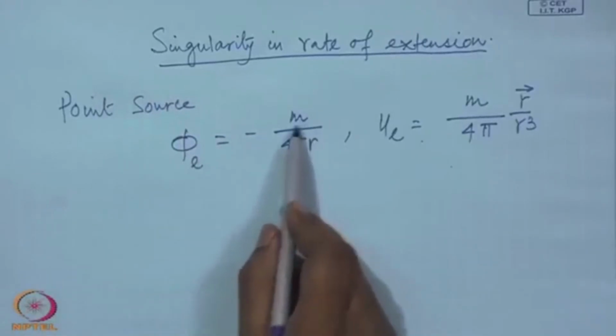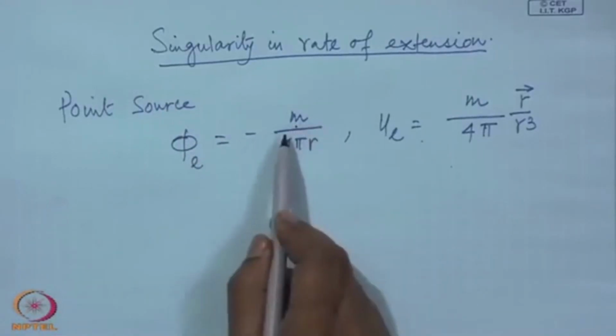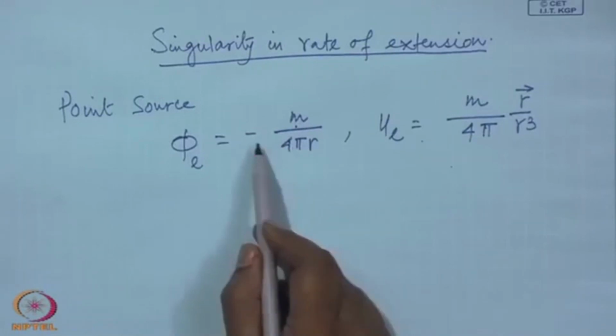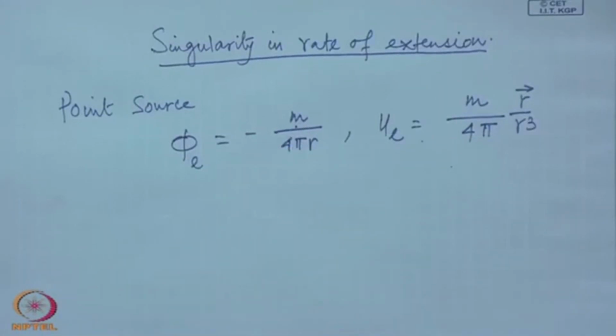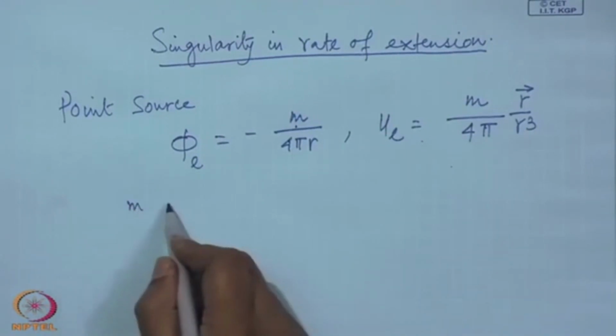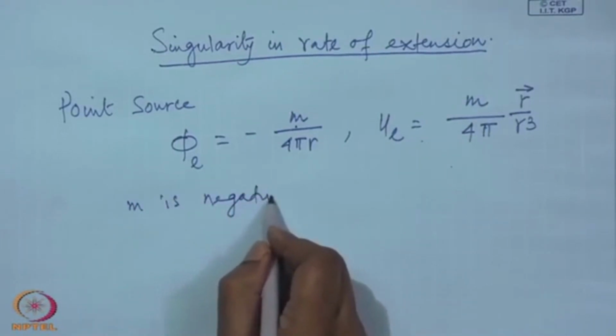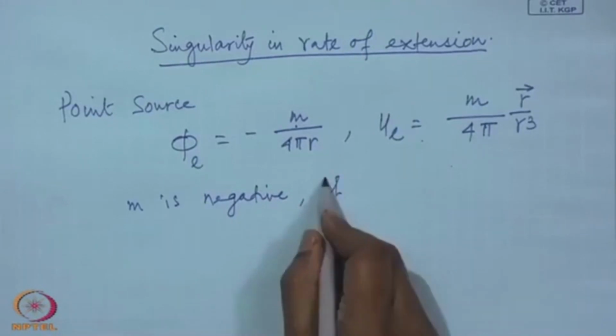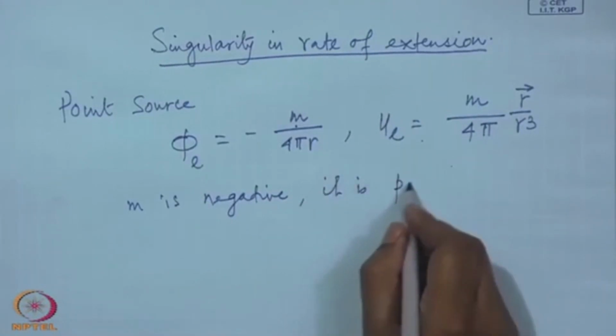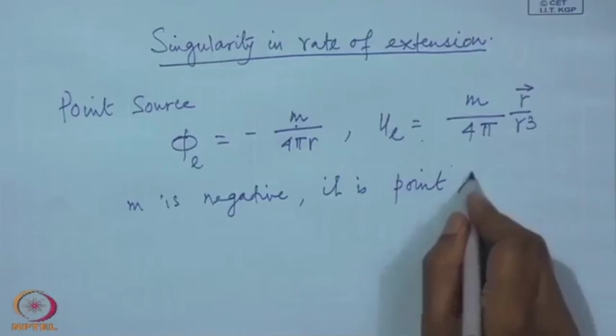If the strength is taken as minus m, then the singularity is called a point sink. If m is positive, it is a source; if m is negative, it is called a sink.